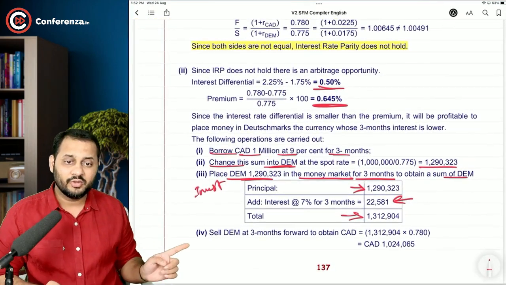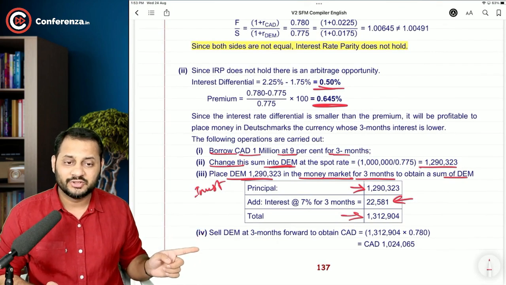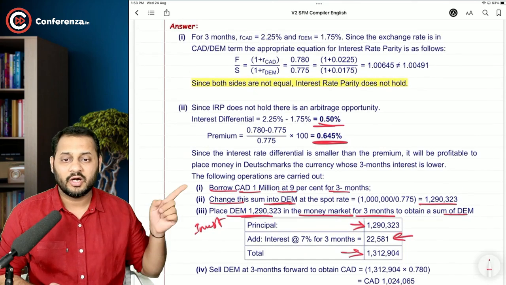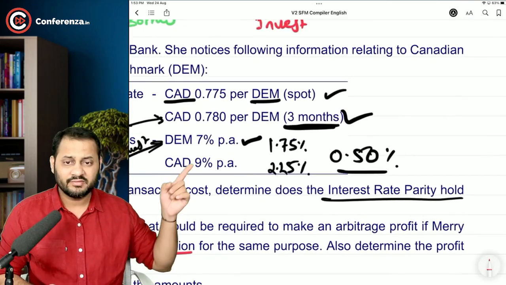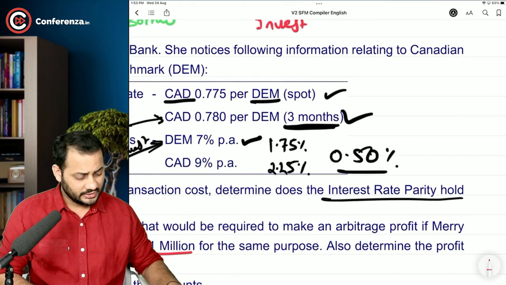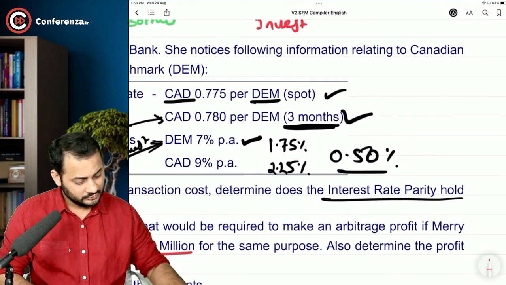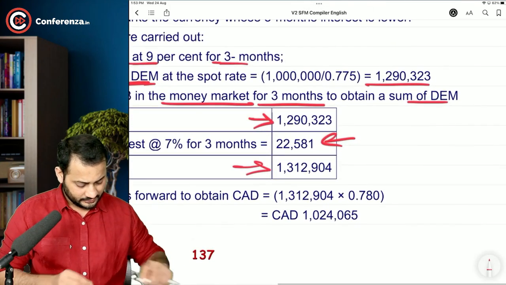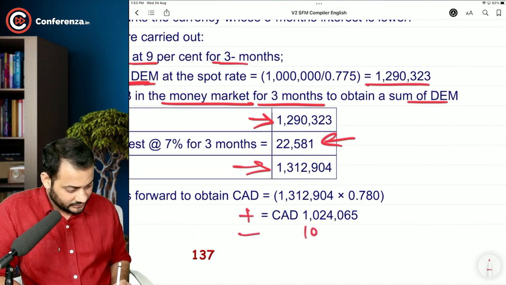The net amount that you are going to receive in the Canadian dollar after selling the Deutschmark is 1024065. Find out the repayment. How much did you borrow? 1 million, that is 10 lakh, at 1.75% for 3 months. So that's 1017500. This is what you received, and the repayment will be 1017500. The balance is your gain.